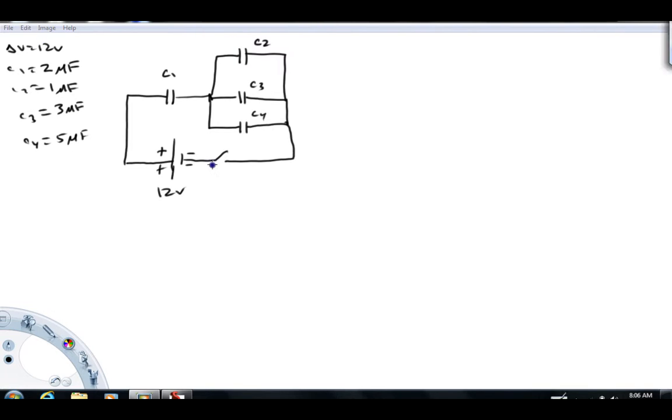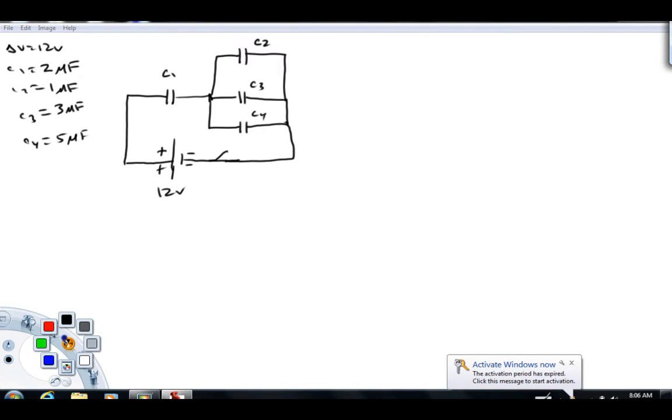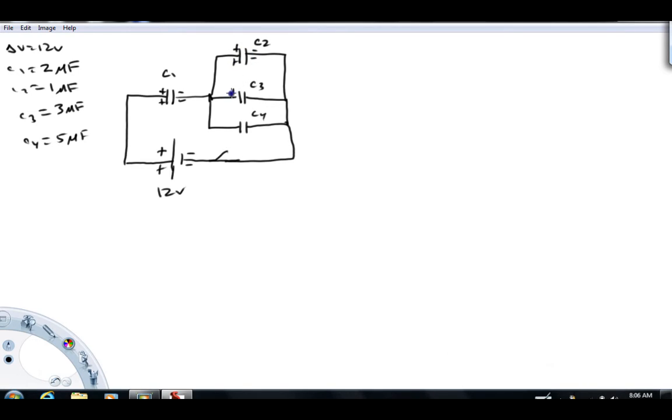Okay, so now let's talk conceptually about what happens when the switch is closed. If we close the switch in the circuit, the battery will push charge through this system. So we're going to end up with a charge configuration that's going to look like this. Let me go through and put all my pluses and minuses.